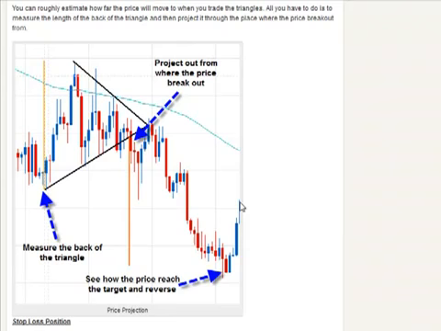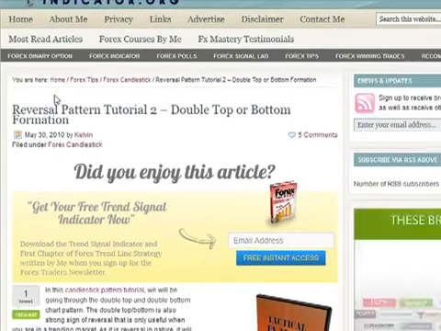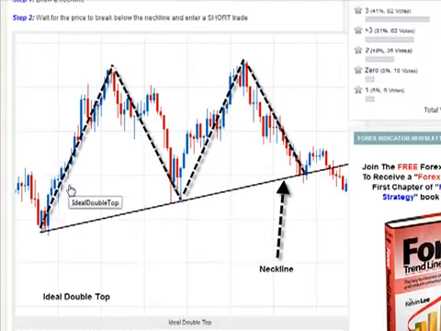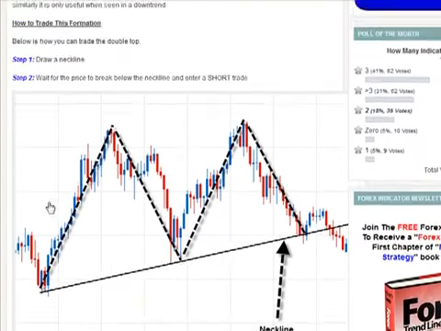If you're not clear, you can just visit my website at forexindicator.org and read through the blog post for better understanding. Okay, so this is the symmetrical triangle. Next we shall go through the double top and double bottom. Again, this is a blog post I've written. Okay, how to trade this pattern, I'll show you.